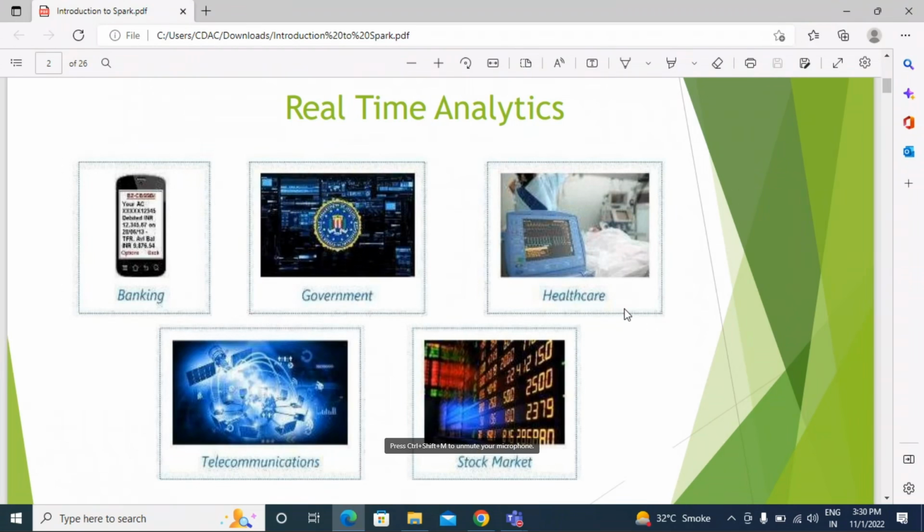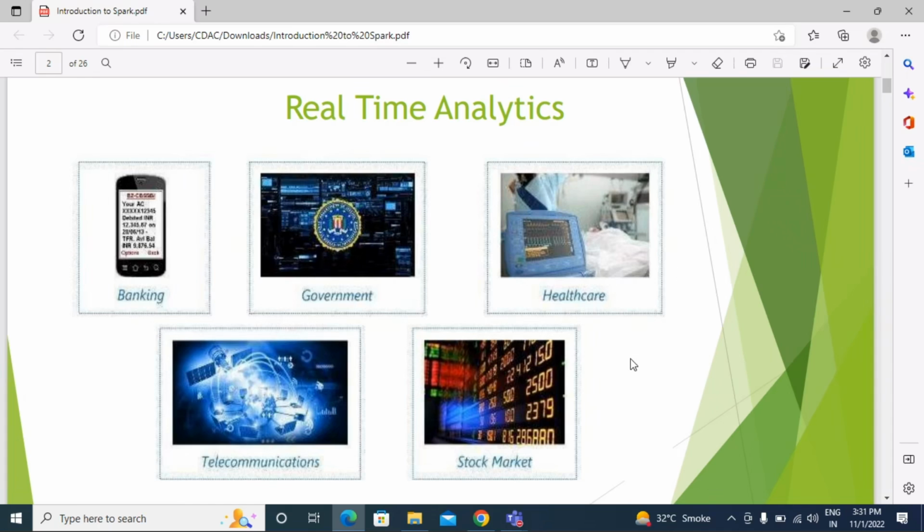Then comes your stock market. Stock market is another sector which is basically generating data at high speed and also in high volumes. So there also you need an engine which is able to process data at much faster speed. Okay, so these are the areas where MapReduce basically fails, because the processing capability of MapReduce is not up to the mark where these domains can work upon.